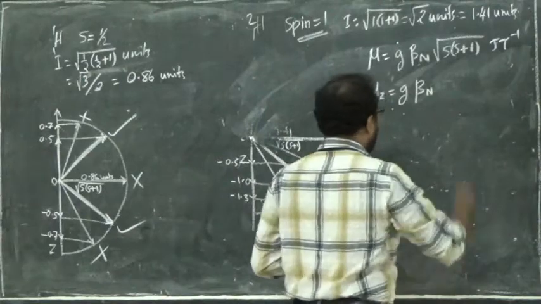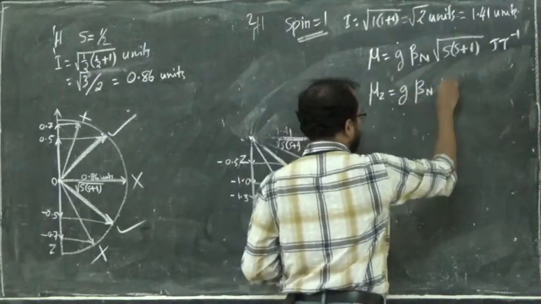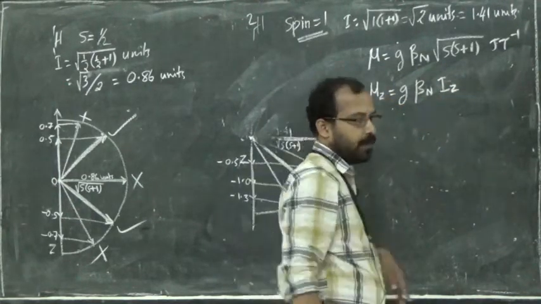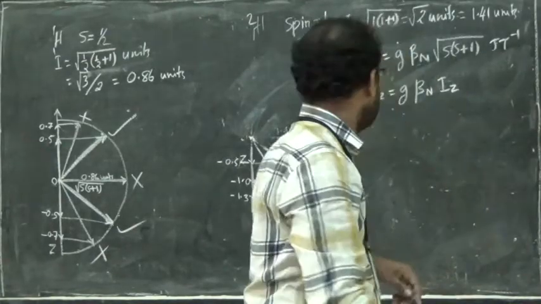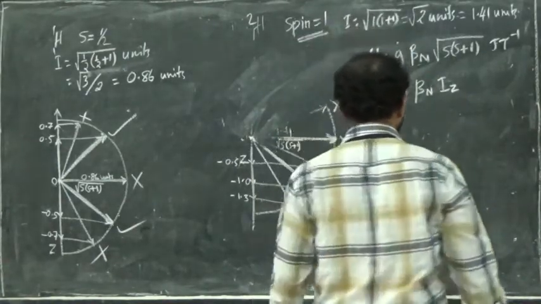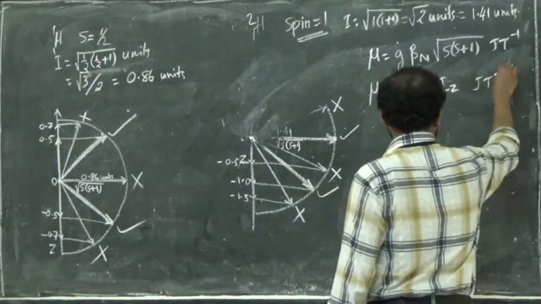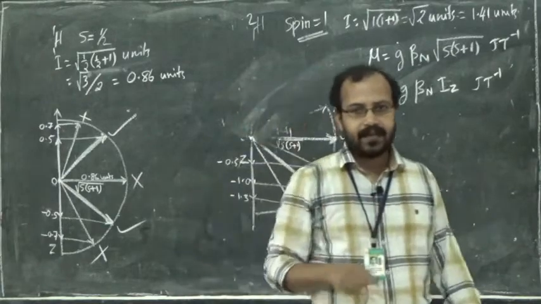So, the component of the root of S into S plus 1 in the Z direction, that is Iz. Therefore, the component of the magnetic moment in the Z direction is equal to G beta n into Iz joules per Tesla. That is the component of the magnetic moment in the Z direction.